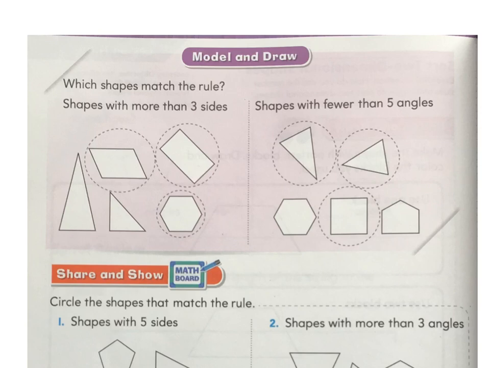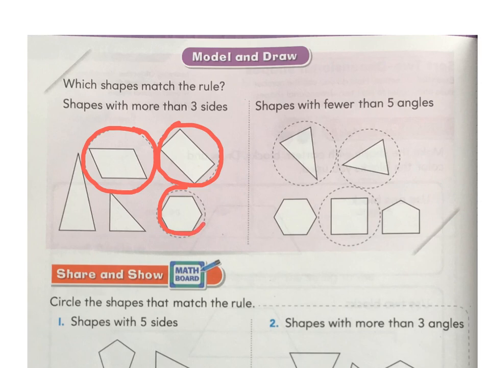Shapes with more than 3 sides. So looking at the 5 shapes they've given us, they want us to circle shapes that have more than 3 sides. I see 2 triangles, each having 3 sides, and they've so nicely gone ahead and circled the shapes that have more than 3 sides. Got a parallelogram, a rectangle, and a hexagon.